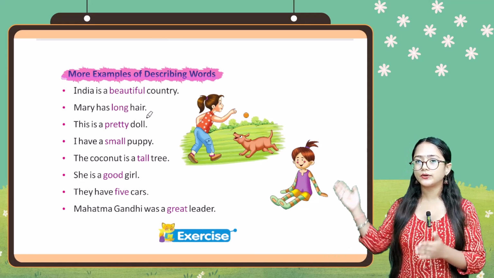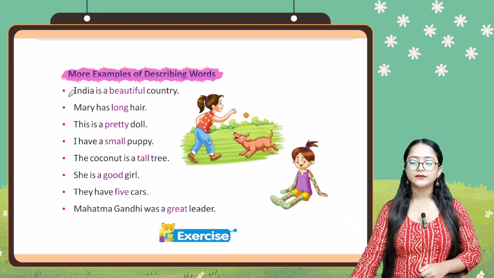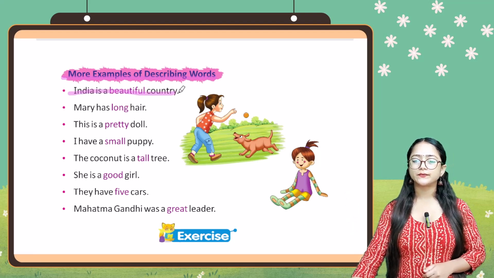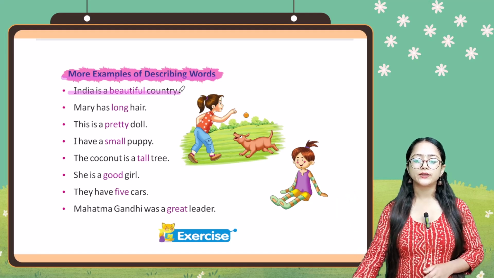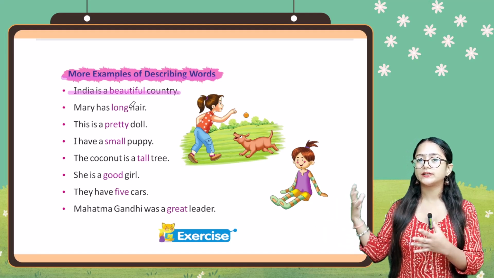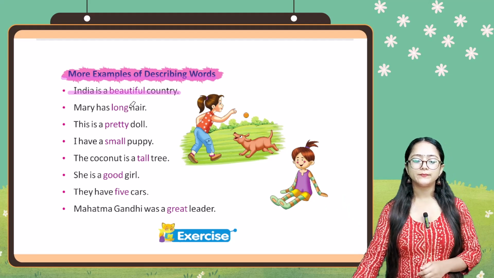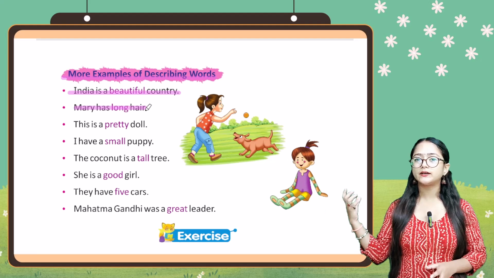Okay. Now the next thing is more examples of describing words. They have given more examples of describing words. First one, India is a beautiful country. Beautiful is what? Beautiful is a describing word or adjective, which is describing the country India. Okay. Next is Mary has long hair. Long is describing the hair.